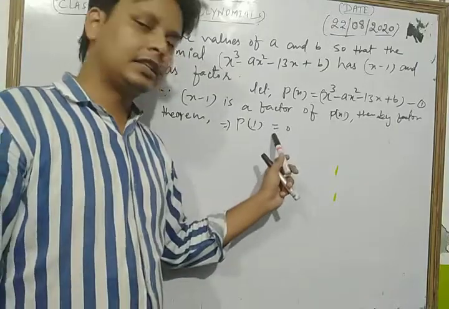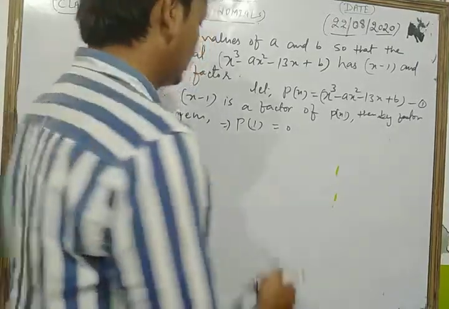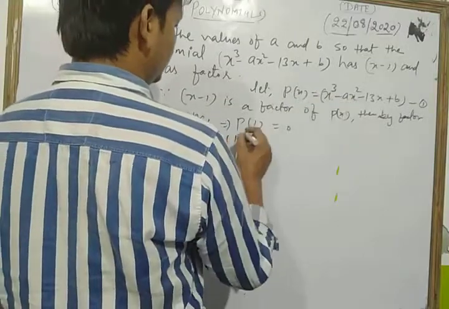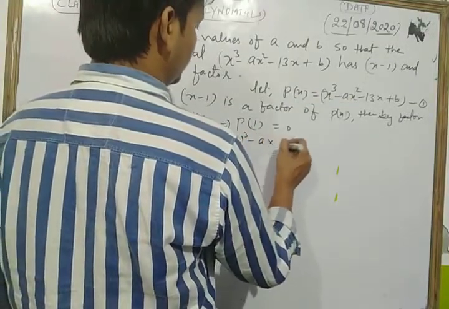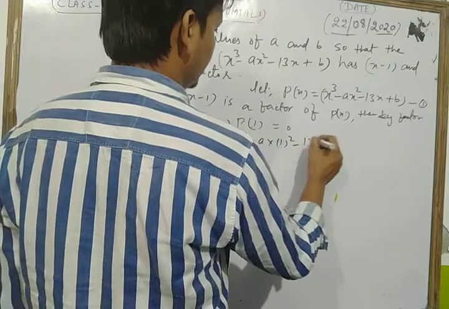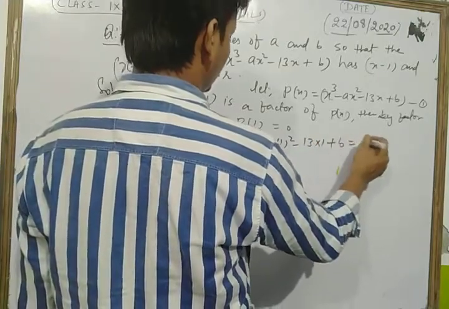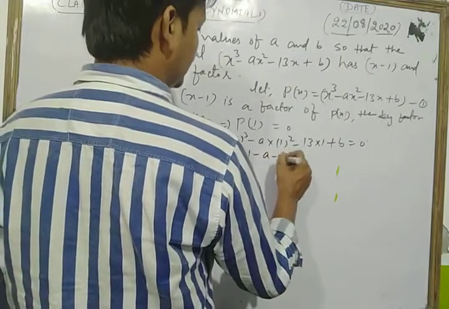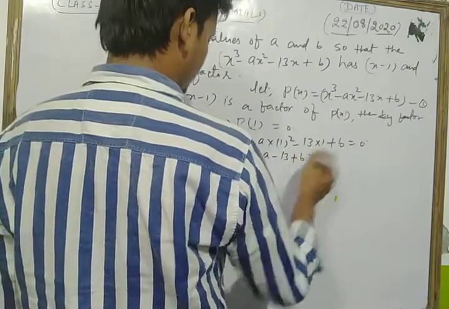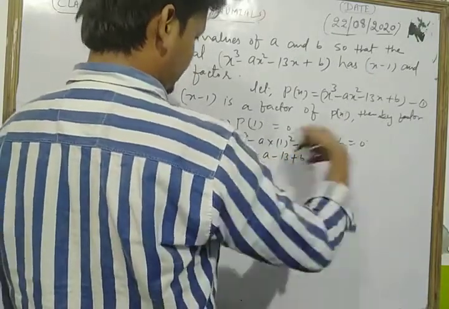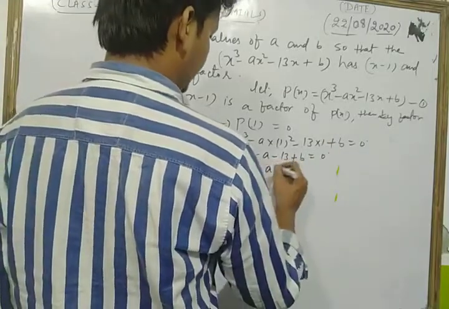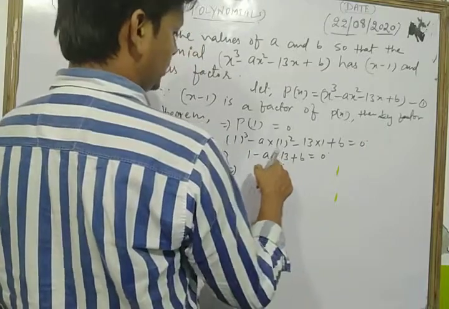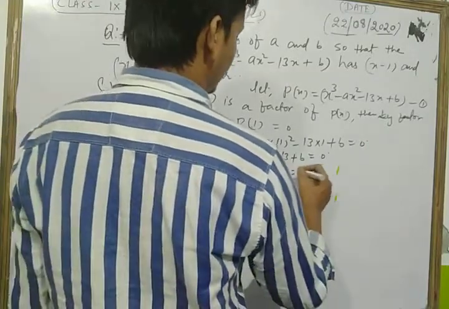Now we apply this condition in equation 1. Thus we have what? We replace x by 1, so 1 cube minus a into 1 square minus 13 into 1 plus b is equal to 0. So we have 1 minus a minus 13 plus b is equal to 0. So we transpose a to that side and b to this side, and here we have minus 13 plus 1 as minus 12.